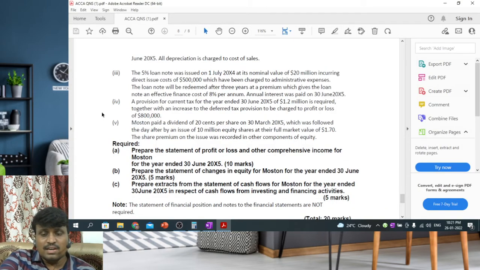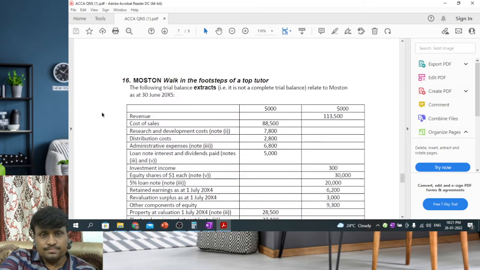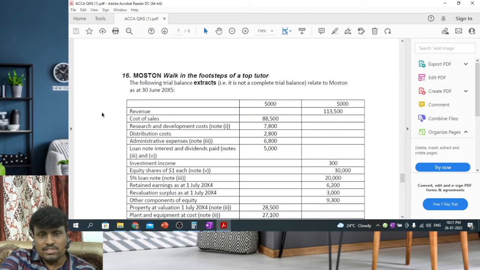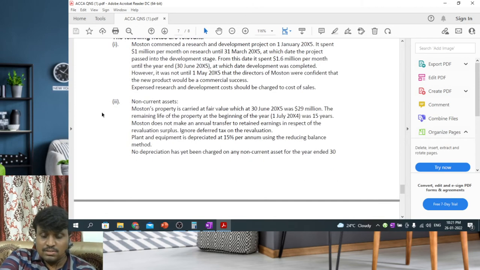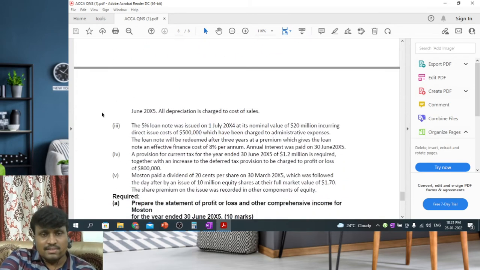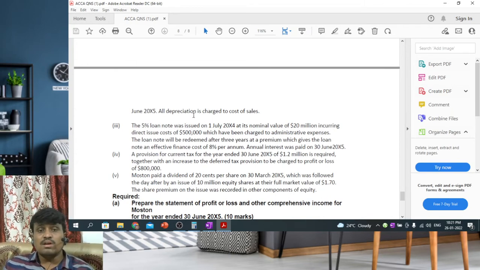So what are the administrative expenses we have? 6,800. Then further we have the note. So 6,800 minus 500, meaning the direct issue cost will be reduced from the proceeds. So 500 is reduced. Then the administrative cost we have to show is 6,800 minus 500, 6,300.